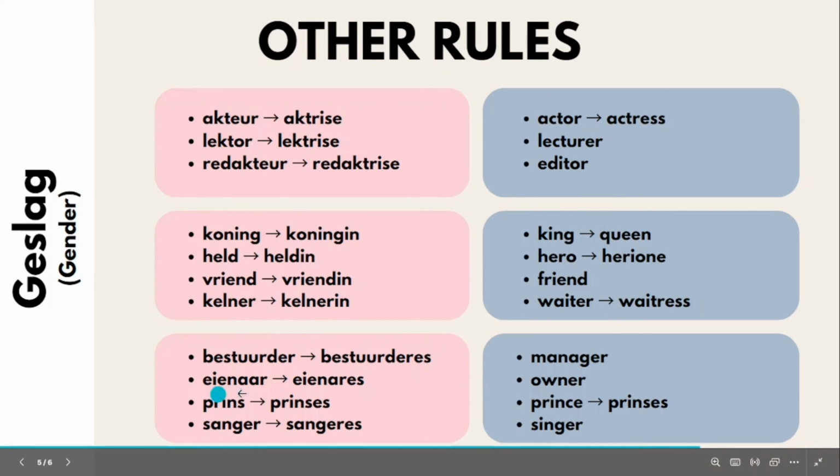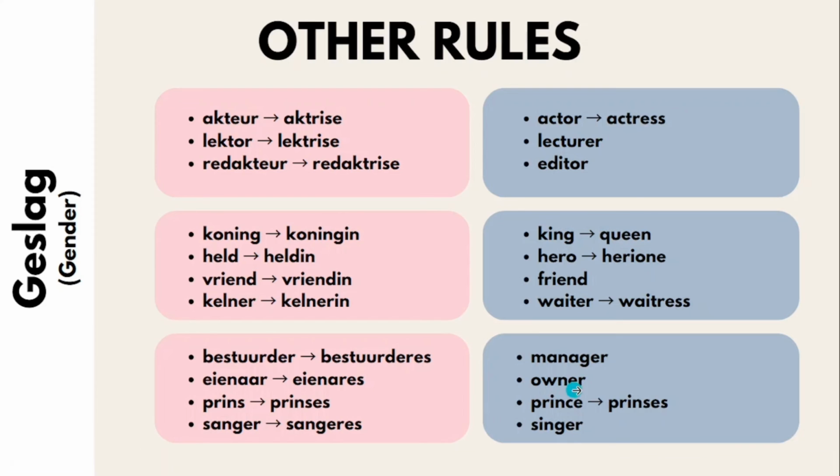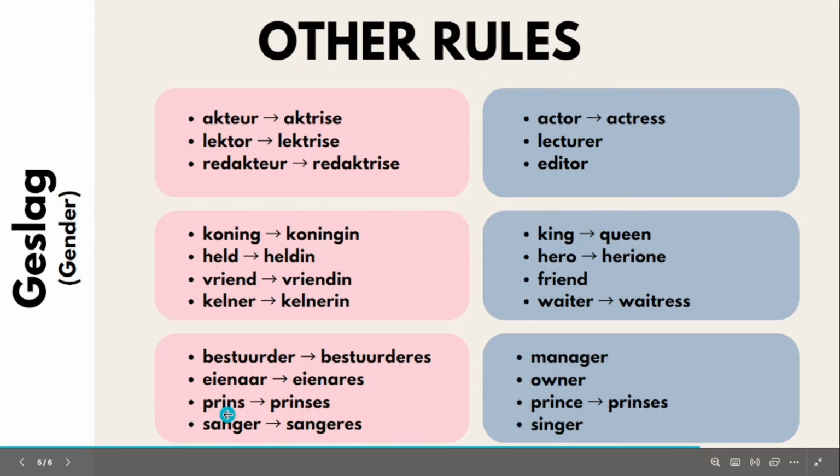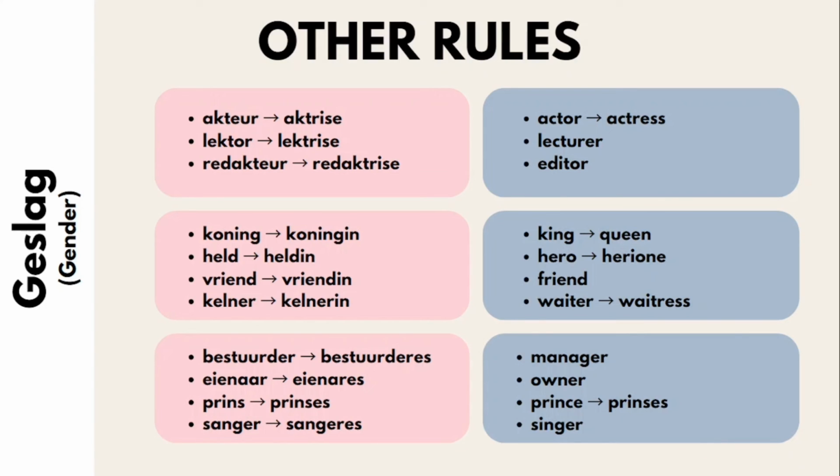You have eienaar and eienares, that's the owner of something. And then you have prins and prinses, that's for prince and princess. And then you have sanger and sangeres, which is the one for singer. Again, if you take 5 minutes to quickly go through this and be sure about the spelling, you will never get this wrong ever. And as you can see, there's like a theme. That's why I put it in these blocks.